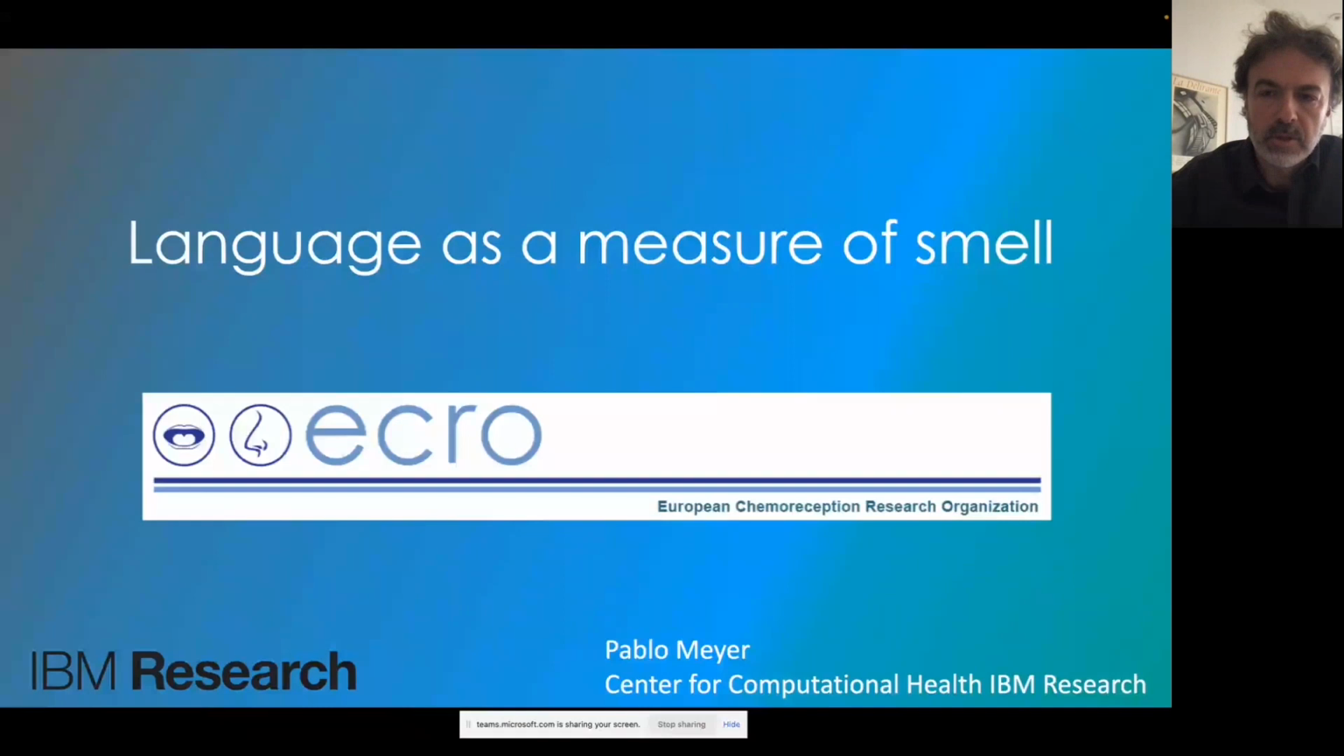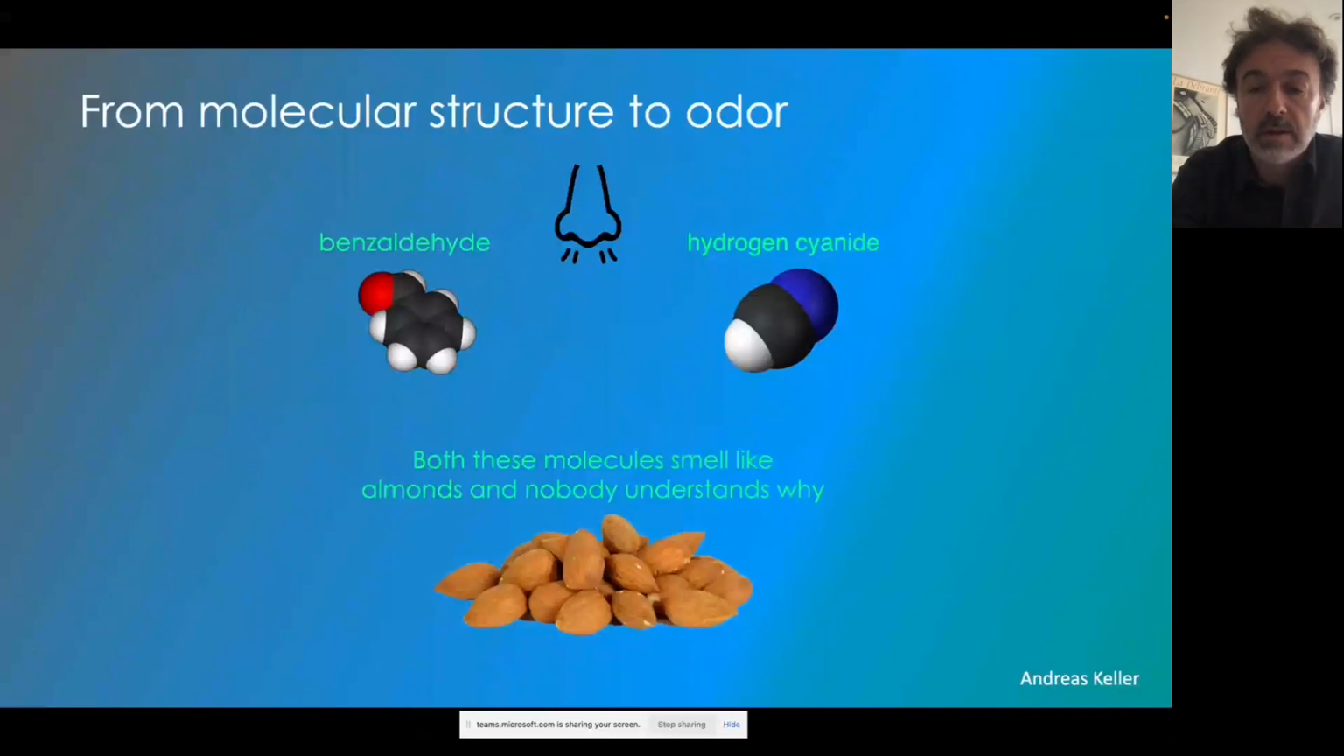I came into this field thanks to two collaborators, one of whom has also become a very dear friend. I stole a slide from him. We came together trying to solve a question: how can it be that two molecules that have very different structures smell the same? How is it possible that both smell like almonds? That was one of the first questions that we wanted to solve.